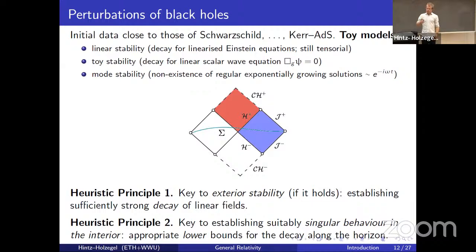Okay, so corresponding to the two kinds of regions in these black hole spacetimes, we have two heuristic principles that we'll try to explain a bit. So heuristic principle number one, if you want to understand the stability of the exterior region of a black hole spacetime, the key analytically is to prove strong decay estimates for solutions of linear equations. And then you can upgrade this with some technical effort and an iteration scheme to a nonlinear small data result. So that's the blue region, that's the exterior region.